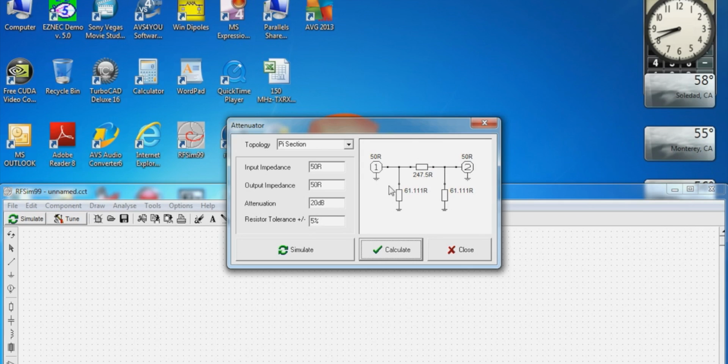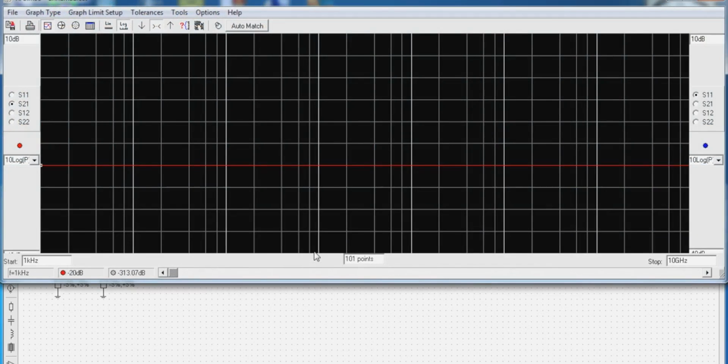But let's look at the so-called perfect attenuator pad here, and we'll simulate that. And here we are. So this is plus 10 at the top, so this is 0, minus 10, minus 20, and as you see, we're on this line all the way across to 10 gigahertz from 1 kilohertz. And 313 dB return loss, which is pretty good. And minus 20 dB is the actual loss.